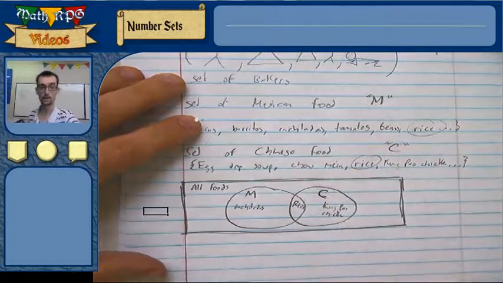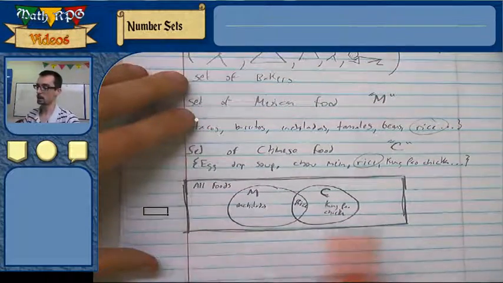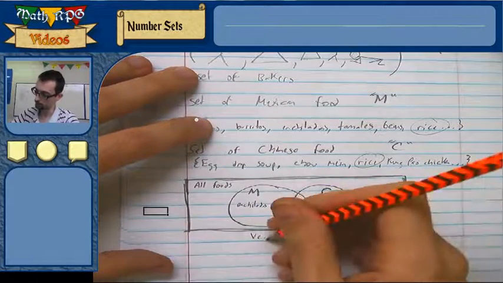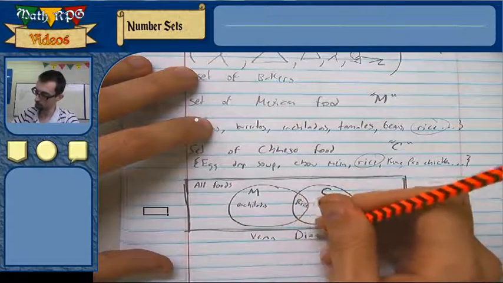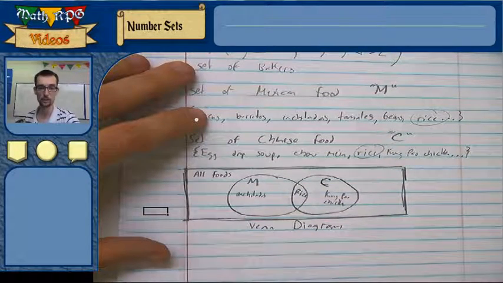But in the middle, and shared by both those two sets, is rice. Okay, so this right here, what I just drew, you've probably seen it before. This is called a Venn diagram. It's a way of showing how members of a set relate to each other and how different sets relate to each other.